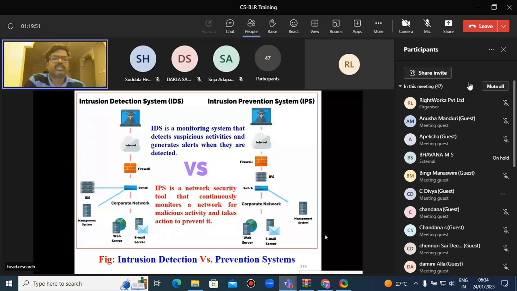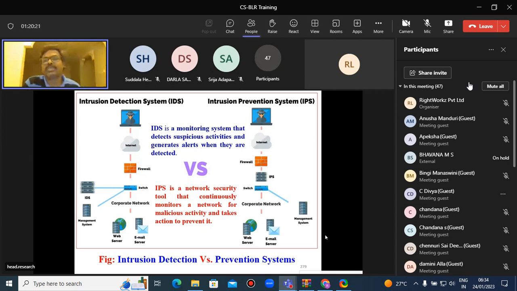See, first the user is connecting to the internet, a network of networks. Then we have a firewall. A firewall is network level software, and you have a switch. From that you are connected to the IDS, the intrusion detection system management system. Then in the corporate network, we have a web server and an email server. That is the intrusion detection system process.